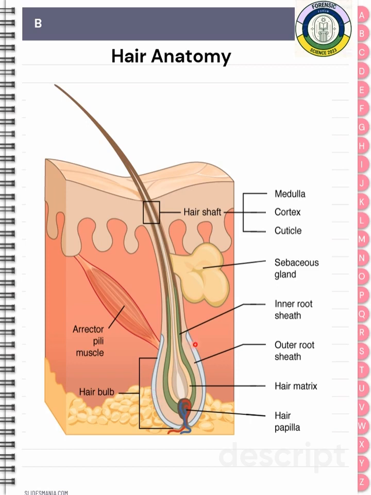This is the outer root sheath, and the green color is the inner root sheath. Around the hair shaft there is a sebaceous gland producing sebum. It is called hair's natural lubricant. Arrector pili are tiny muscles attached to the hair follicle which contract. The hair becomes more perpendicular to the skin, commonly known as goosebumps.